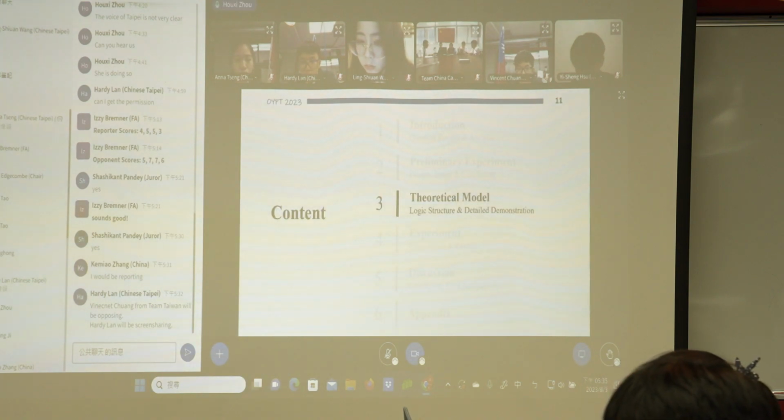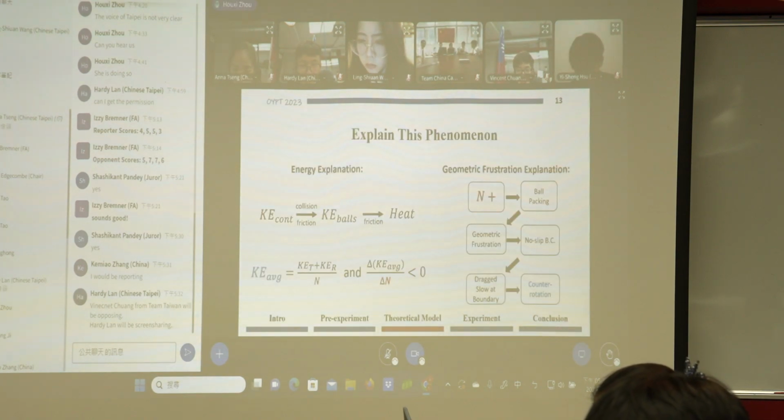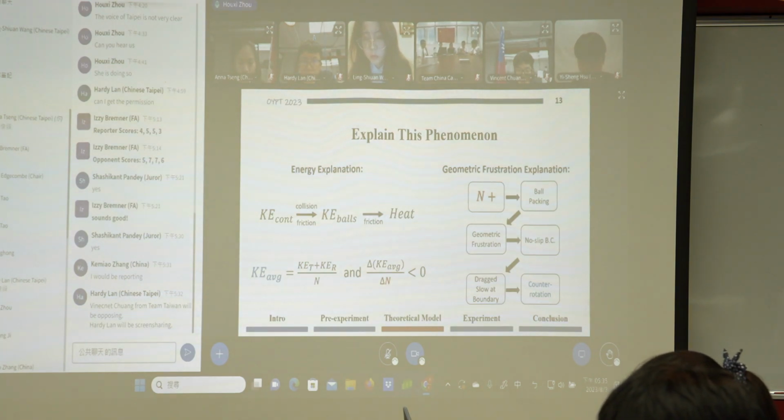Now we will step into our theoretical model. Here is the structure of our theory. First, we will try to make a qualitative explanation of the phenomenon. One perspective is energy balance.